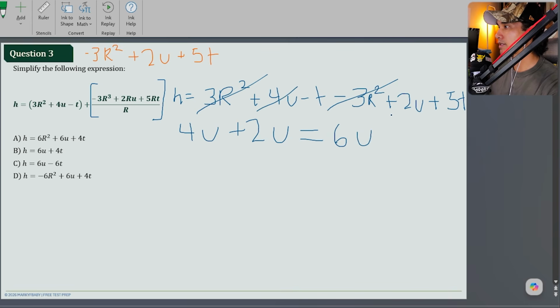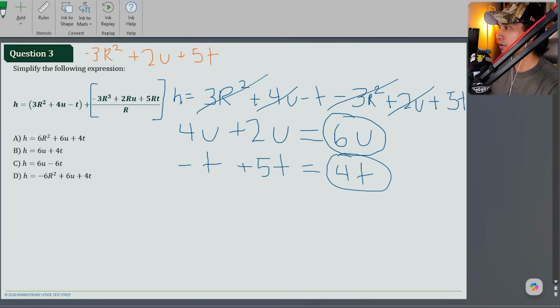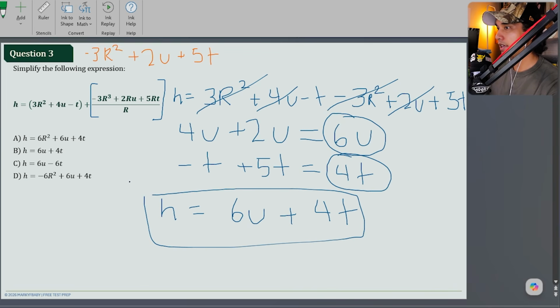Okay? And I'm going to cross that out. I'm just going to circle this so I make sure I keep track of it. And then I have negative t plus 5t. I'm just going to write that out. Negative t plus 5t. Well, that will equal 4t. Okay? And I'm going to circle that too as well. So what we're left with, and these cannot be combined together, what we're left with is h is equal to 6u plus 4t. That is our final answer. And that is answer choice B.